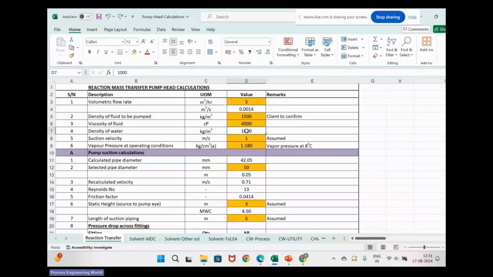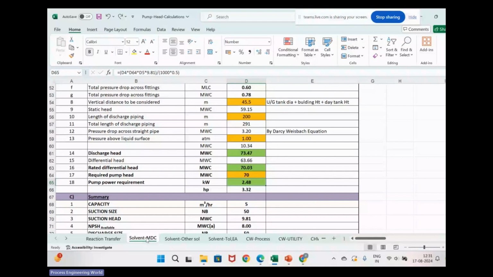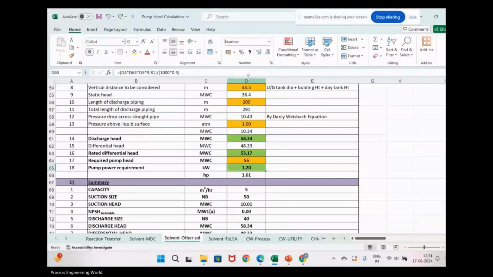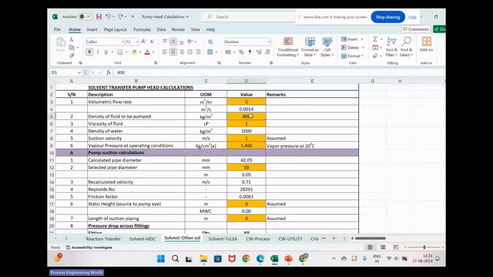Let's say if we are using a solvent, as you can see here, I have also calculated for a solvent. So here we have the density of DCM, which is higher than the density of water. Some solvents might have lower densities, say 800 kg per meter cube, compared to the density of water, which is 1000 kg per meter cube. So this 1000 kg per meter cube is taken as a reference when you use meters of water column as a unit.